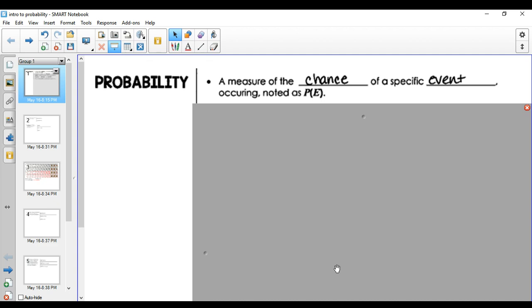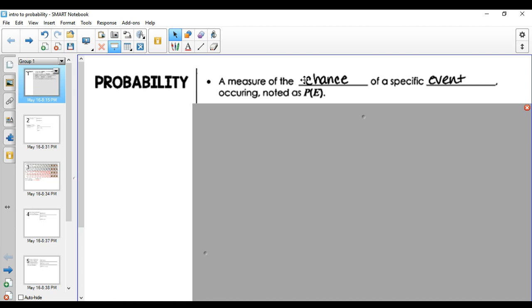Hey guys, we're going to be starting a new unit today on probability. We'll be spending the next 2 weeks on probability. Make sure that you have some paper, a pencil, and a calculator ready, then we will go ahead and get started. So today's lesson is just going to be a basic introduction to what probability is and how to find it.